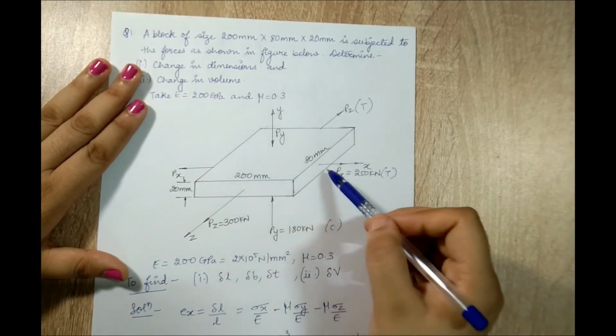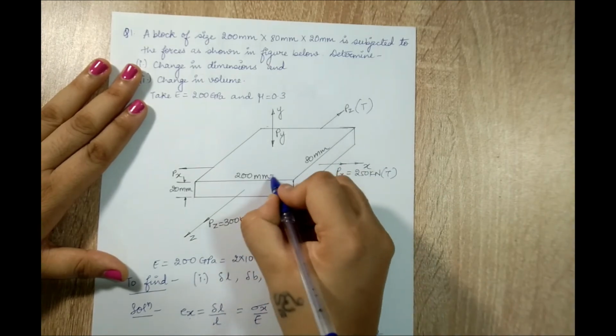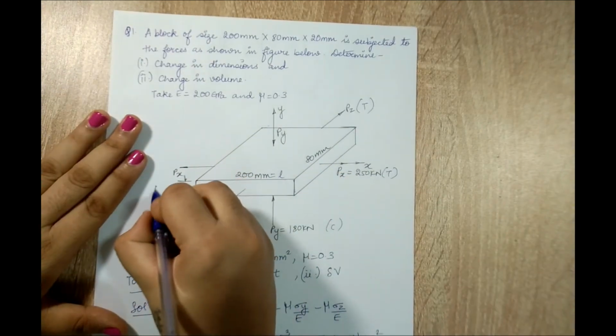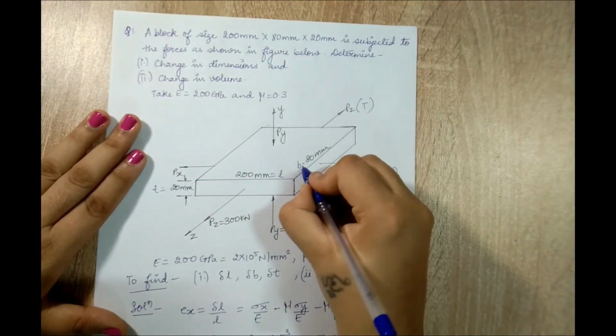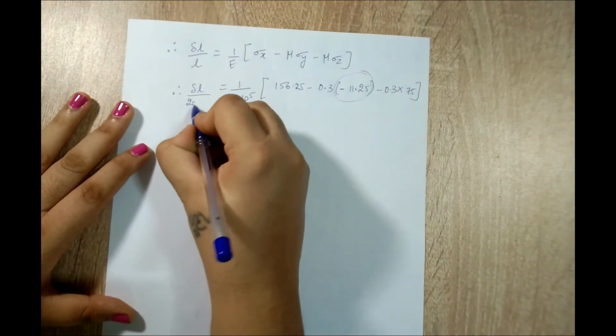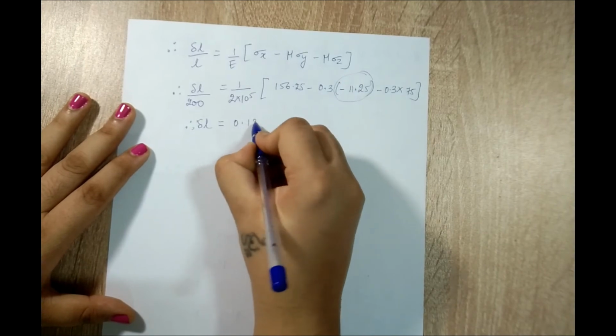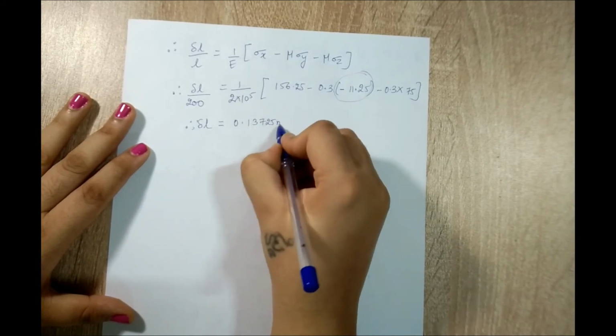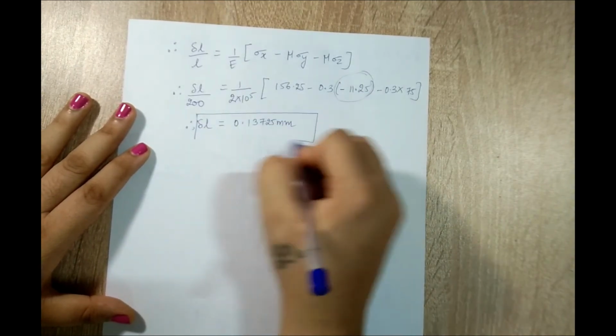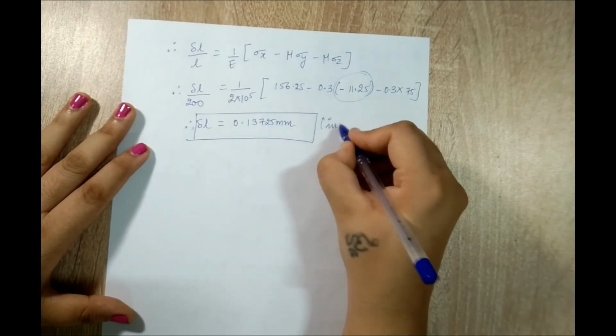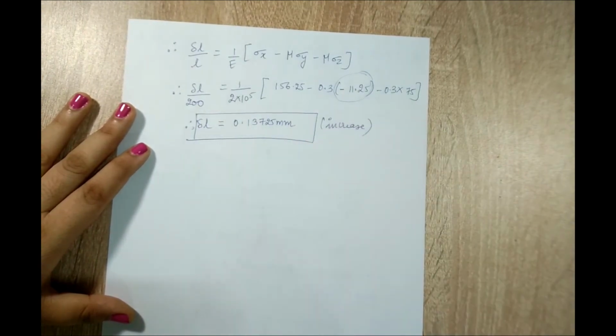So it is along this length where there is a pull. So I'll mark this as L. This is my T and this is my B. So I'll write down over here 200. Therefore I get the answer of delta L as 0.13725 mm. Now since I get the answer as positive, I'll write down that there is an increase in L value.